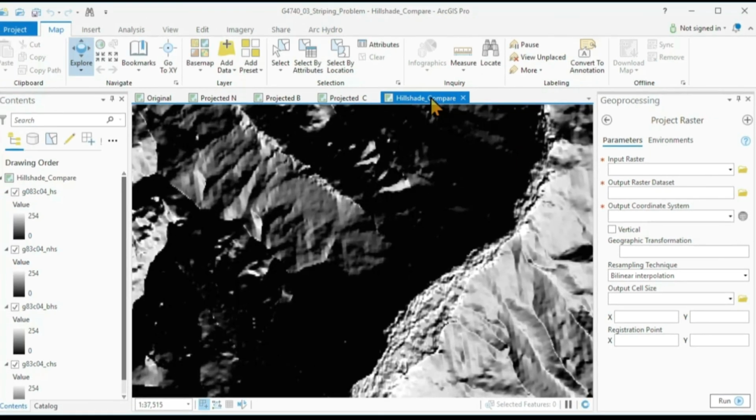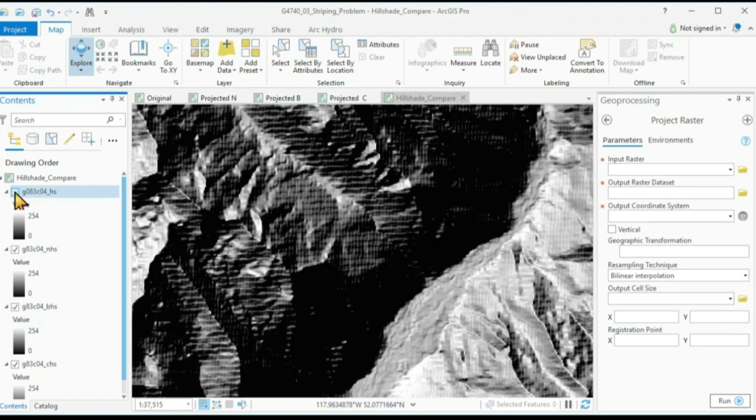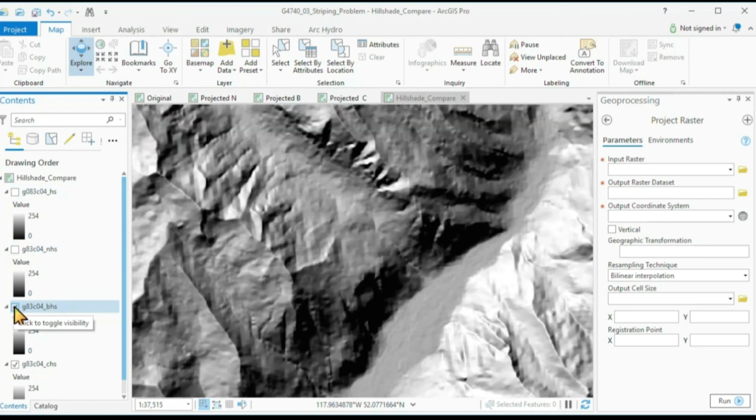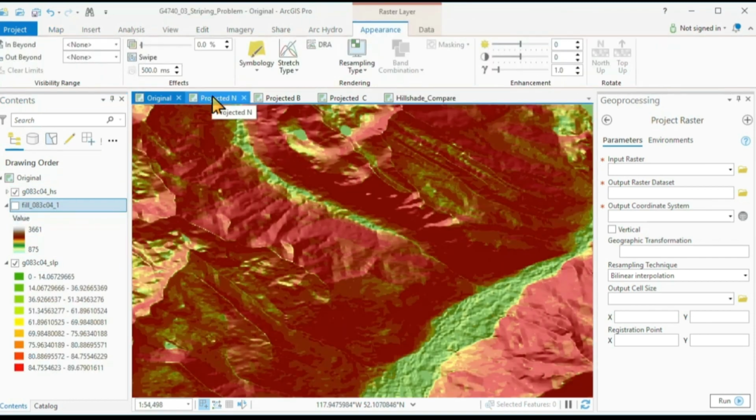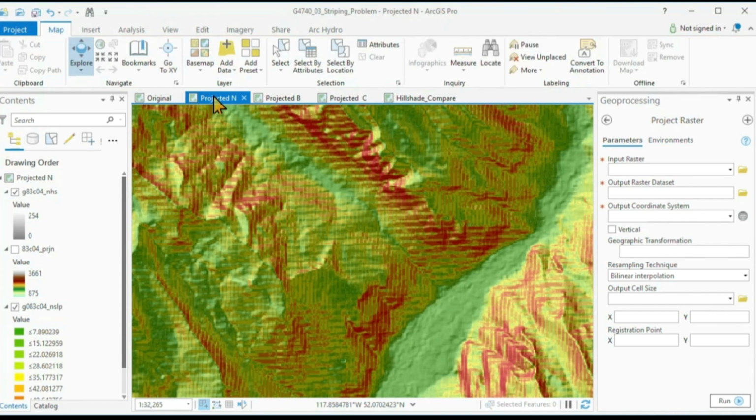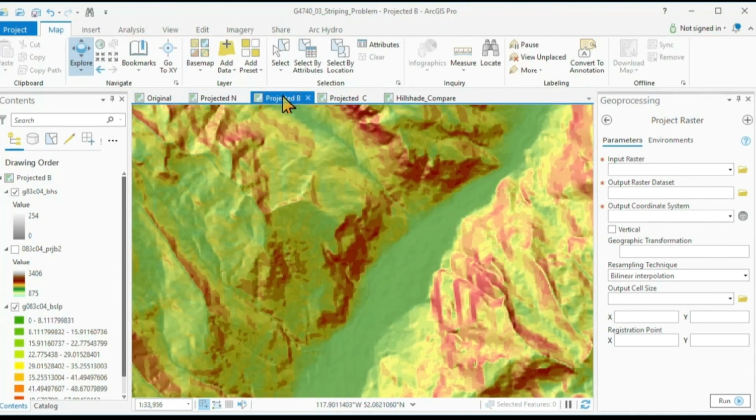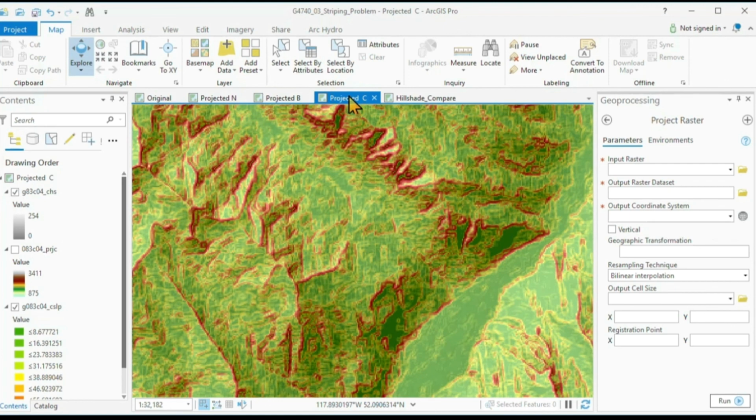Let's quickly compare the hillshades. We have here the hillshade from our original lat long. Here's the hillshade using nearest neighbor. Here's the hillshade using bilinear interpolation. And here's the hillshade using cubic convolution. You see very small difference between the last two, but noticeable. And then of course we can also compare our slopes. Original, nearest neighbor, bilinear interpolation, and cubic convolution.